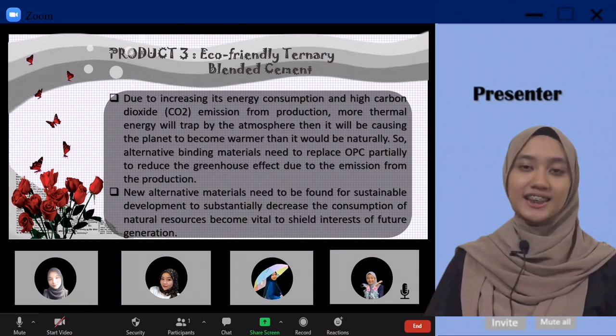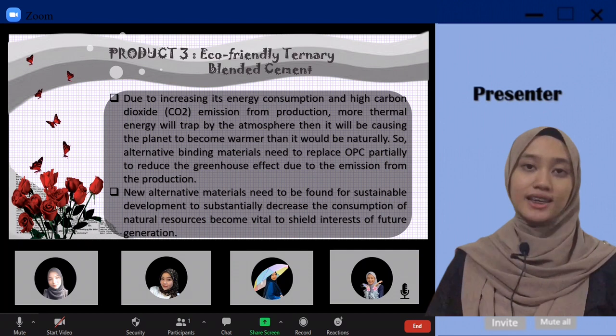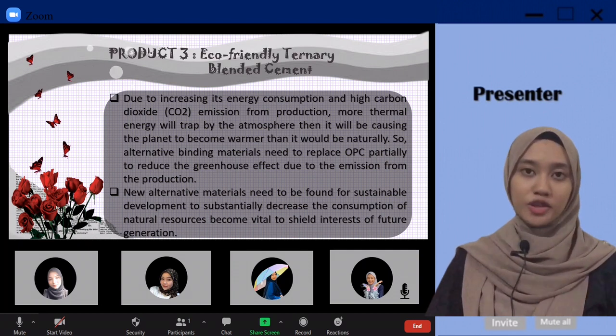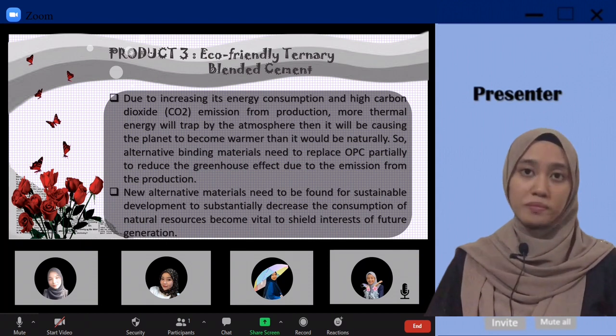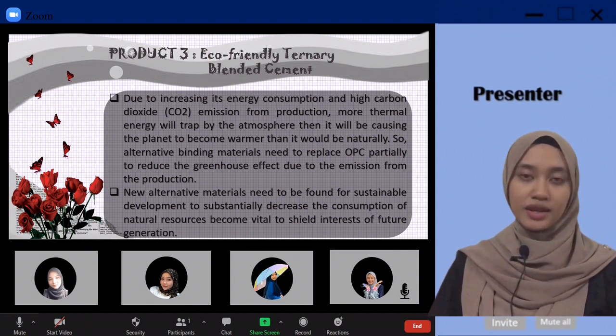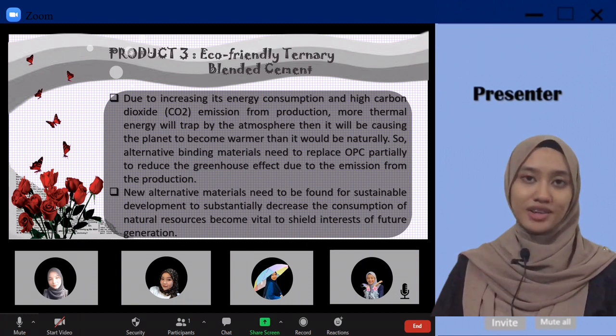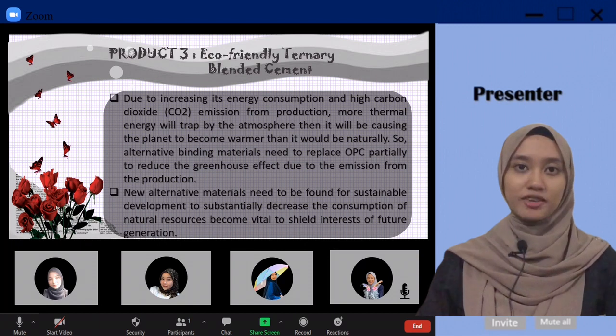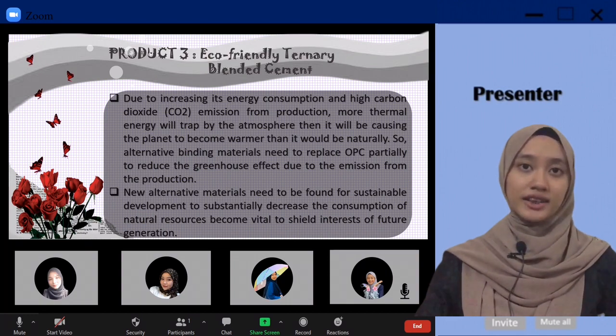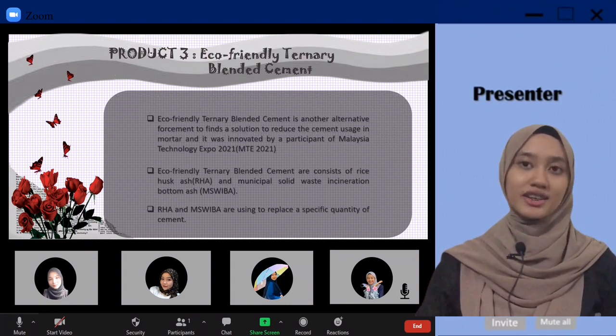Due to its increasing energy consumption and high carbon dioxide (CO2) emissions from production, more thermal energy will be trapped by the atmosphere and it will cause the planet to become warmer than it would be naturally. So, alternative binding materials need to replace OPC partially to reduce the greenhouse effect due to the emission from the production. New alternative materials need to be found for sustainable development to substantially decrease the consumption of natural resources, which is vital to shield the interests of future generations.